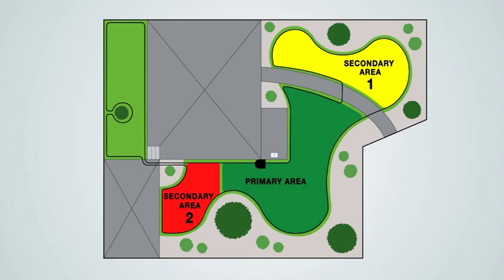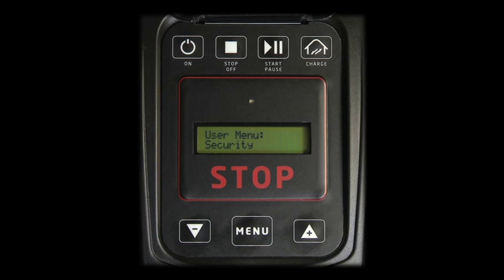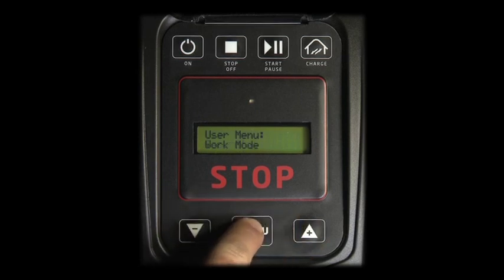If, for example, a percentage of 30% is assigned to secondary area 1 and 20% to secondary area 2, the robot will work half the time on the primary area and divide the rest of the operating time between the two secondary areas. Scroll now with plus and minus to Work Mode and press Menu to access it.